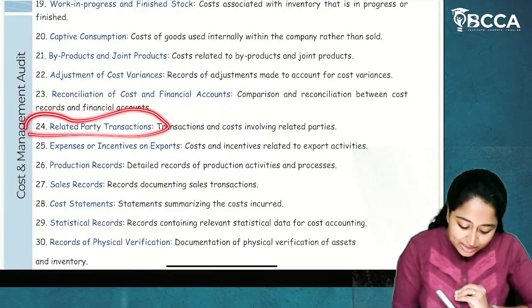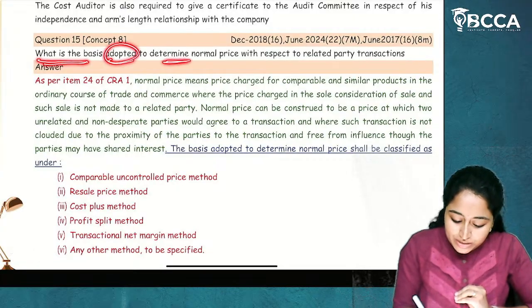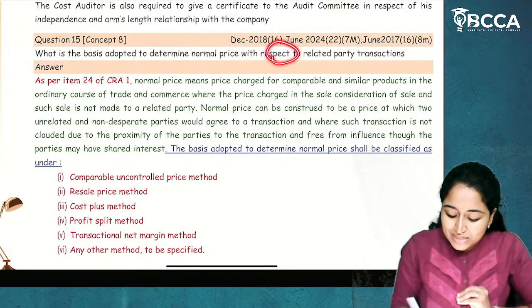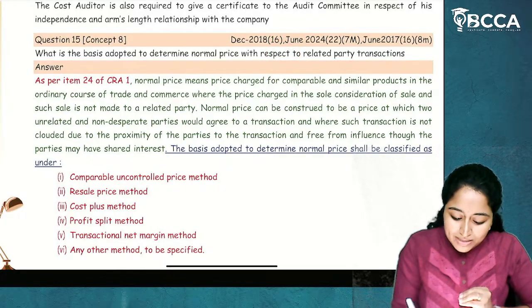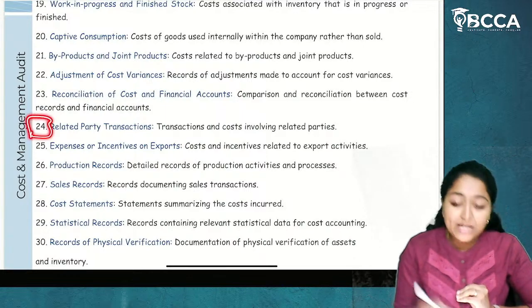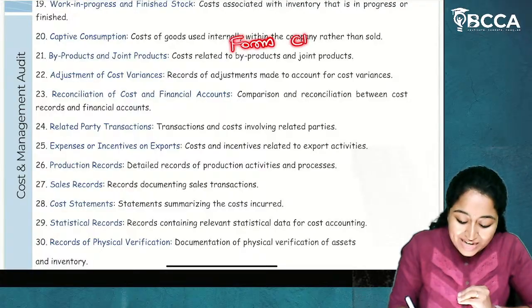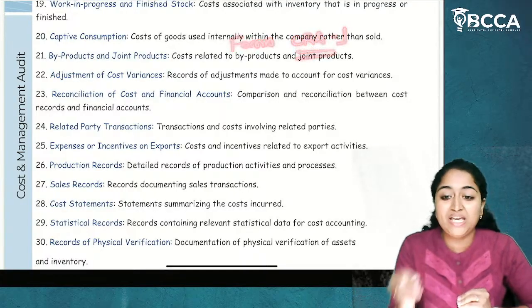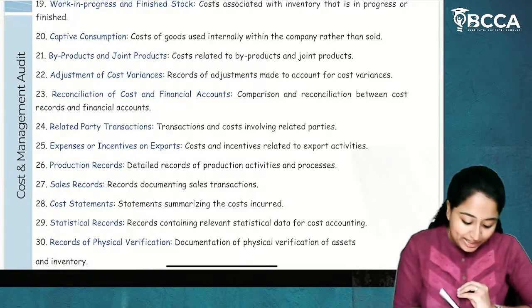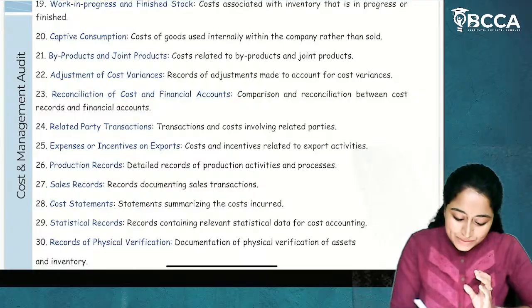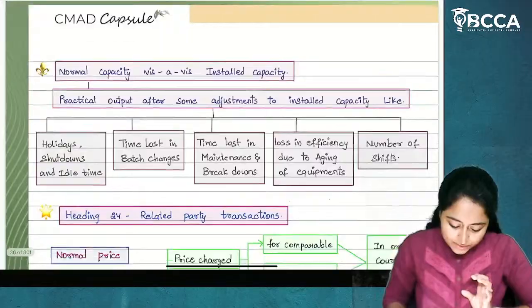Now regarding this related party transactions only, we have a question here. What is the basis adopted to determine the normal price with respect to related party transactions? So you have to remember that this has been tested from heading number 24 or item number 24 of form CRA1. That is very, very important to be written in the examination. You can't just write this is from form CRA1. You have to write the heading number 24. I hope it's clear.